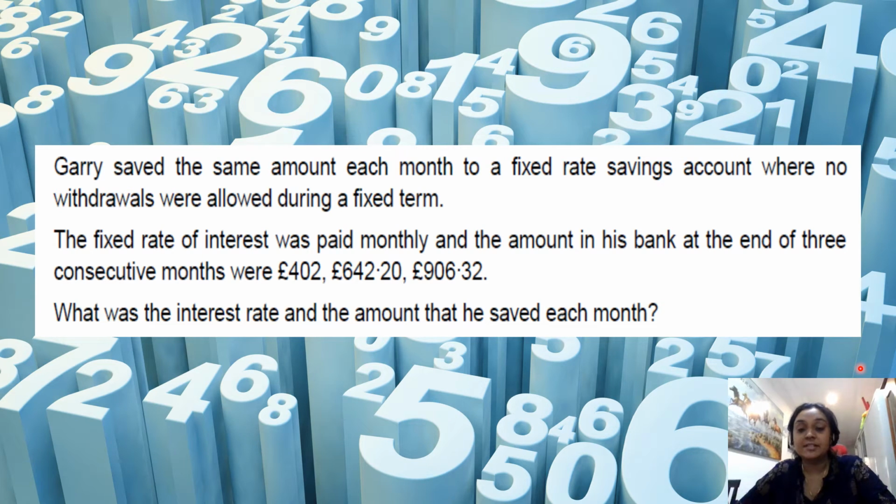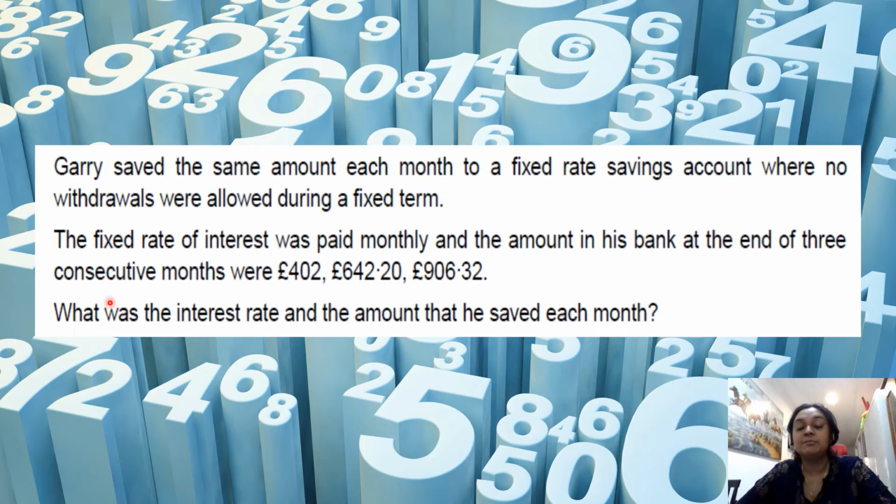Now we will have a look at an example which involves determining the value of A and B given information for a linear recurrence relation. So for example, for this problem, Gary saved the same amount of money each month with a fixed rate savings account, and no withdrawals were allowed during a fixed term. The fixed rate of interest was paid monthly, and the total amount in his bank at the end of 3 consecutive months was 402, 642.2, and 906.32 pounds respectively.